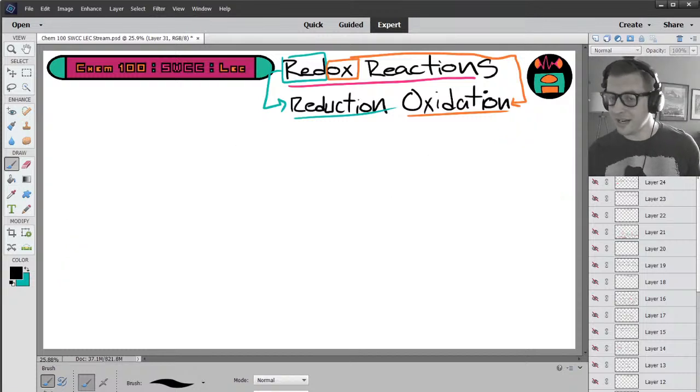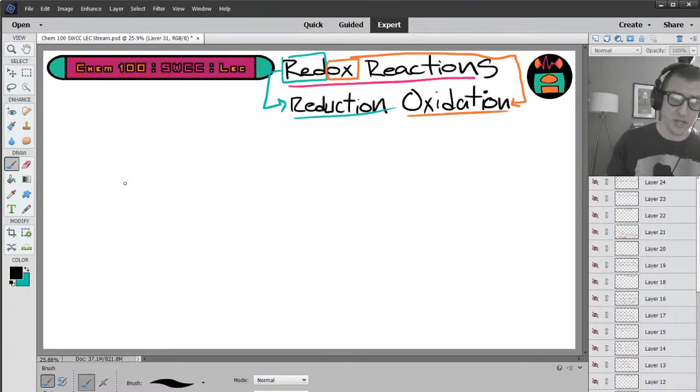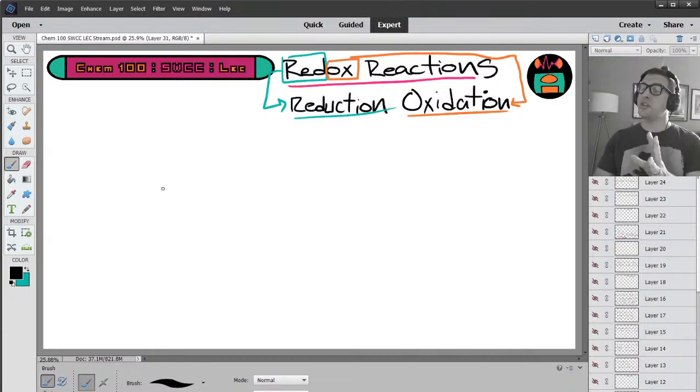So would you like to see a redox reaction? I'm going to assume that your answer is yes, even if you don't. It's on the exam, so you'll probably want to see it at some point. Here's a redox reaction, for example, one in which electrons are exchanged. Oxidation and reduction happen. Something loses electrons, something gains electrons. Here's your first example.